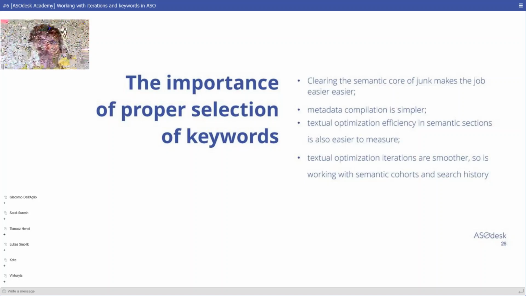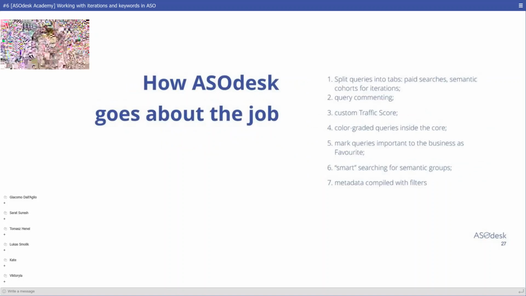metadata compilation. Then it will be easier for us to measure efficiency of our textual optimization iterations. And then all the textual optimization iterations will be smoother. It will be easier to work with semantic cohorts. It will be easier to work with search history. So it is very important to conduct semantic core assembly at the very beginning of App Store optimization effectively. How does ASOdesk go about the job?